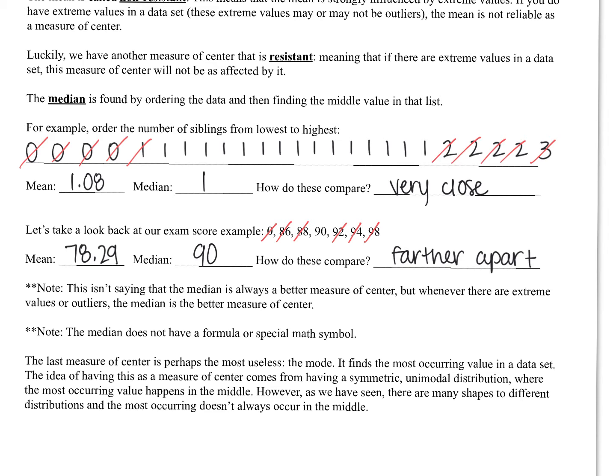So we don't have a special formula or a special math symbol for median. Usually I just abbreviate it MED. So the last measure of center is one we're never going to use because it's useless, and that's mode.